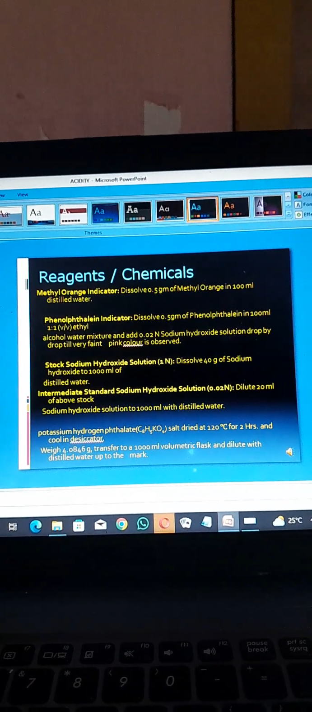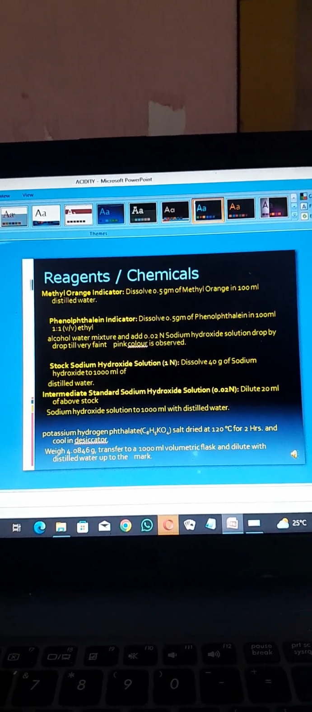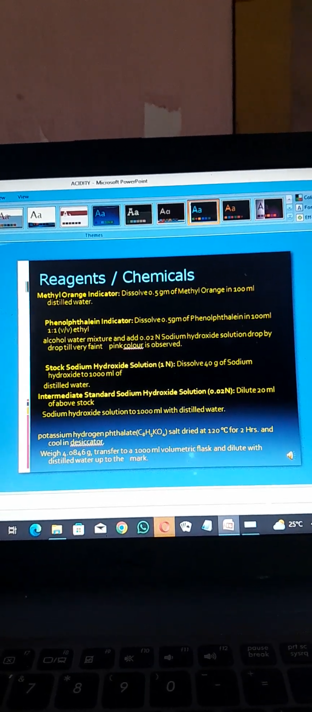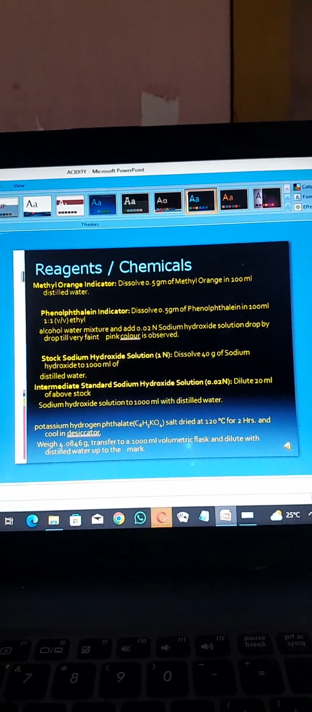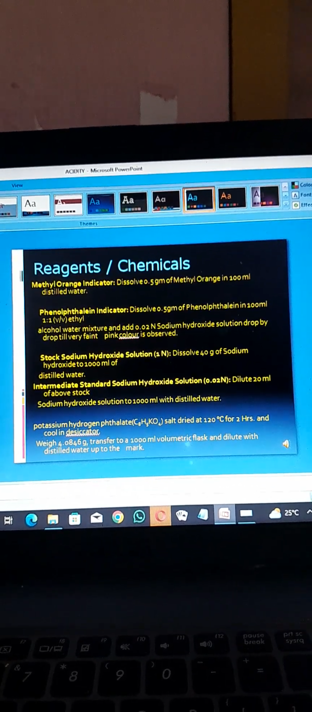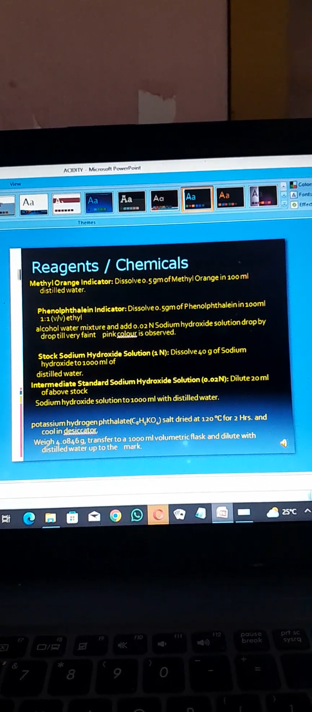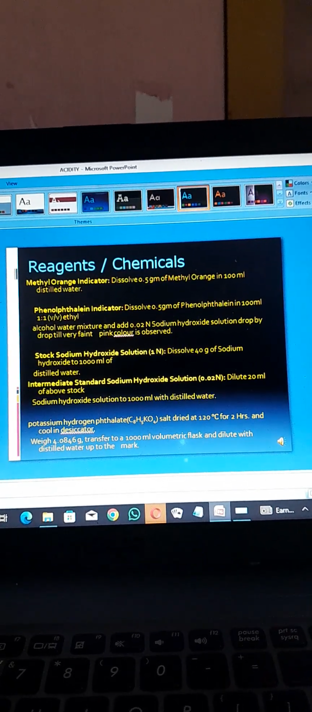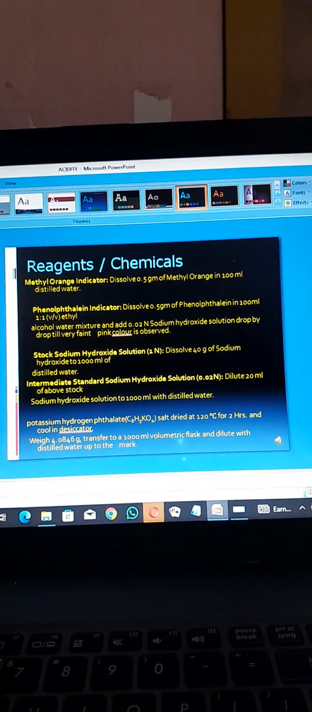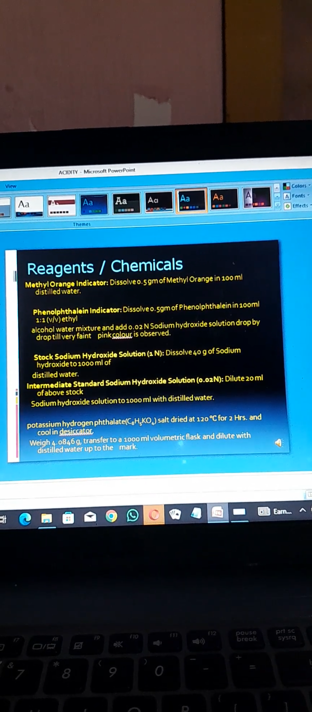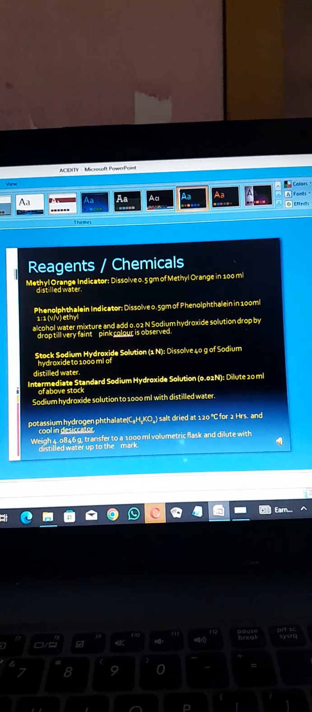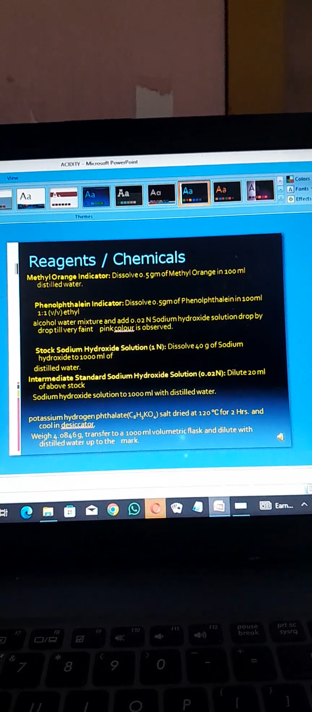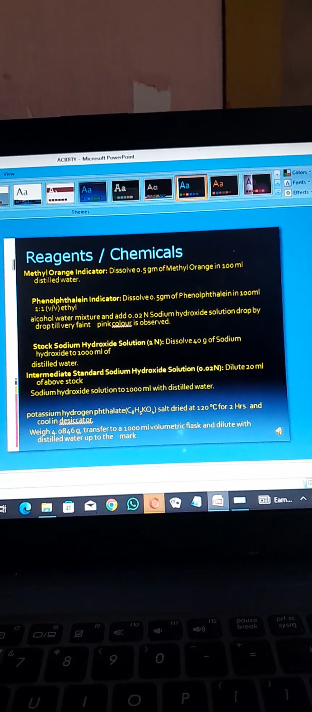Then come to the reagents or chemicals we need for the test of acidity parameter. First one is methyl orange indicator. How do you prepare it? Dissolve accurately 0.5 gram of methyl orange, weighed on a weighing balance, and add 100 ml of distilled water. Then come to phenolphthalein indicator. Similarly, dissolve 0.5 gram of phenolphthalein in 100 ml of 1:1 ethyl alcohol water mixture and add 0.02 N sodium hydroxide solution drop by drop till a very faint pink color is observed.